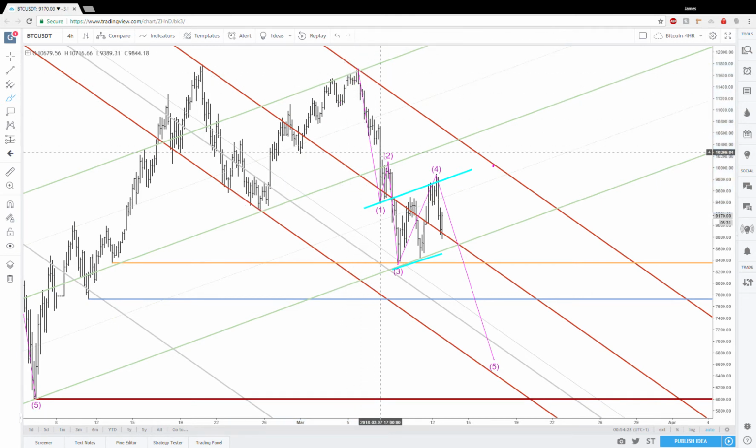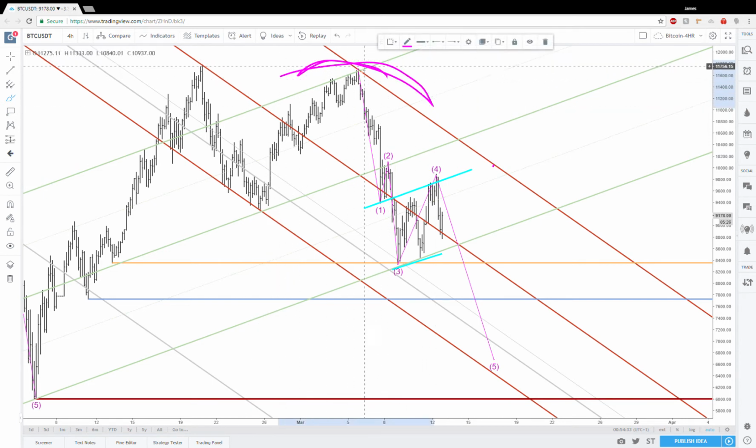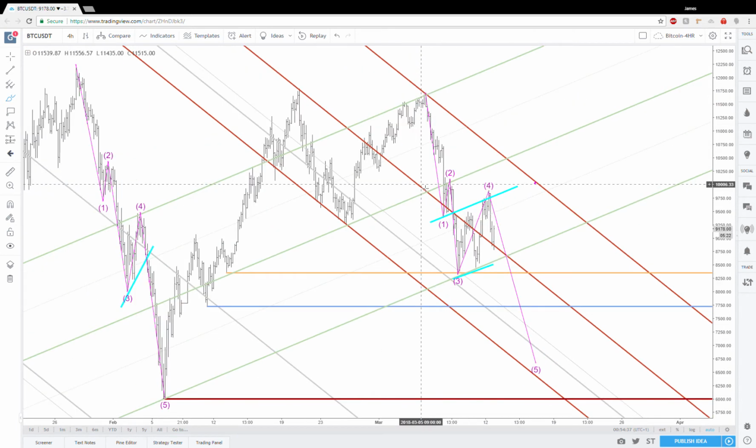So that's what this chart looks like, and that's why we did not break to a new high, because there are obviously more sellers than buyers. Sellers are dominating this market continuously. It is dominated by sellers.